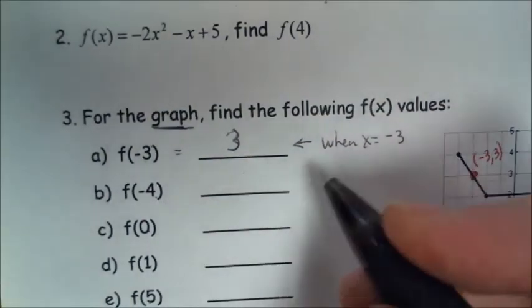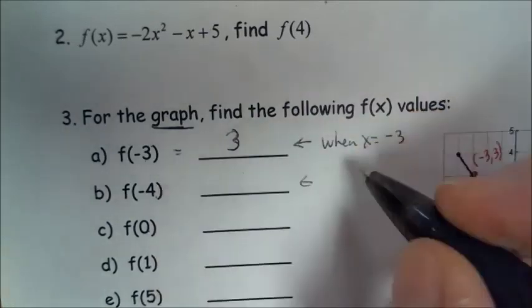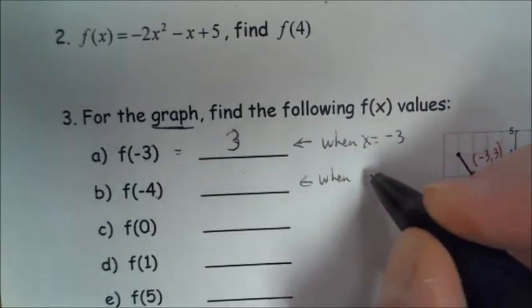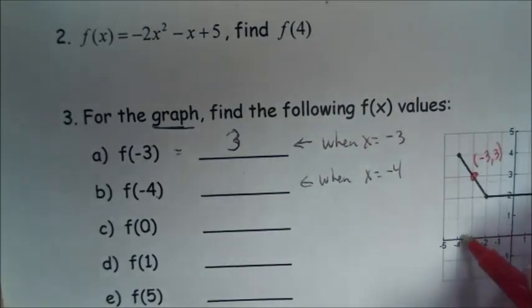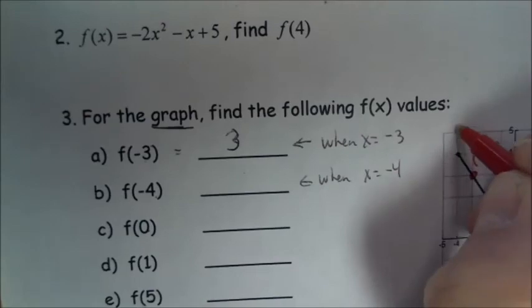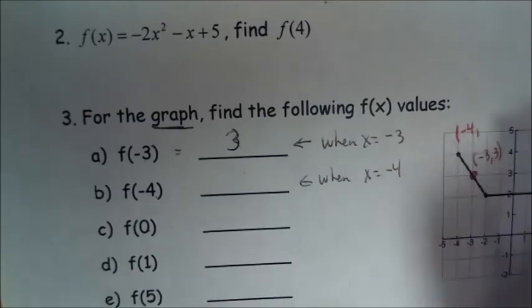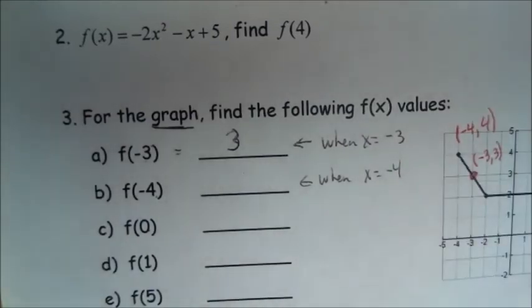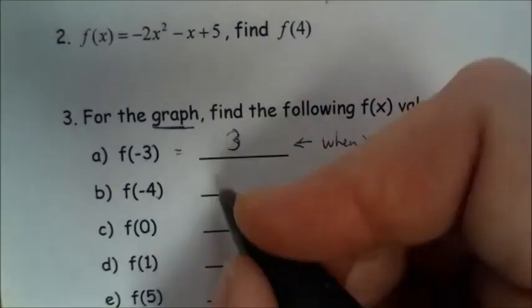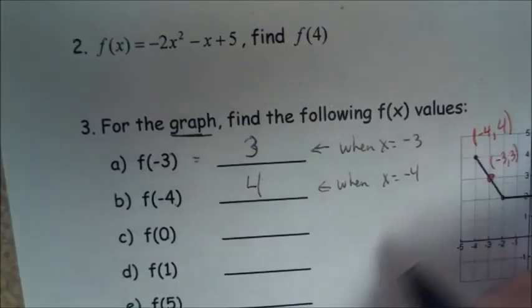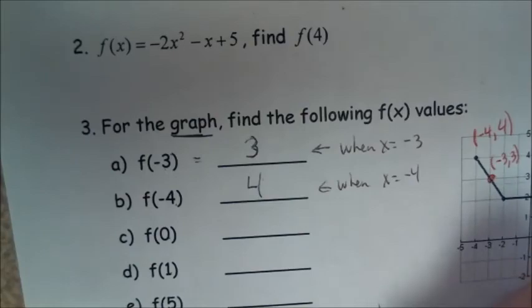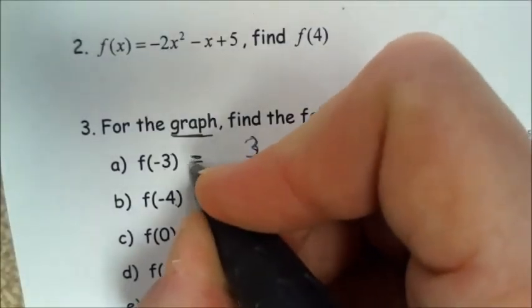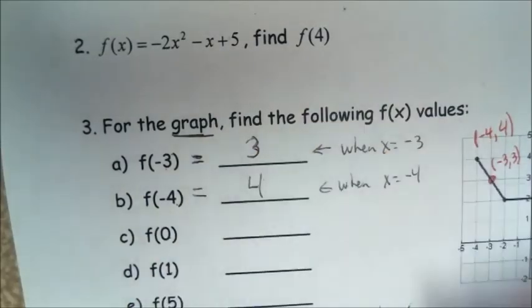Over here it says when x equals negative 4, because that's what's in parentheses. When x equals negative 4, what is y? So we're going to go over here to negative 4. We're going to go up to this point. This point right here is negative 4, comma 4. So when x is negative 4, what is y? Y is 4. So these values right here that we're listing here, these are y values. So let's put an equal sign. F of negative 4 equals 4.